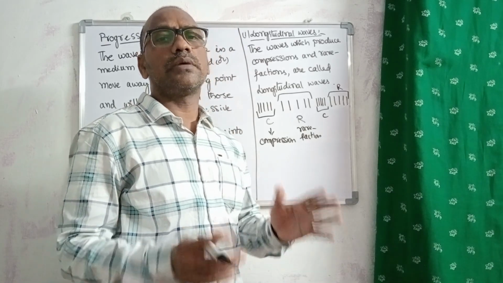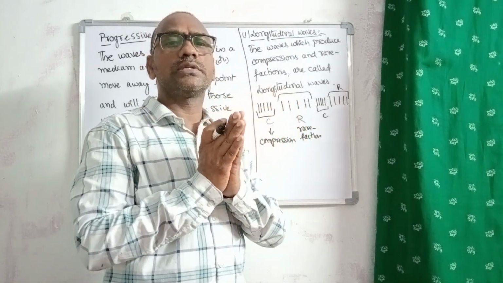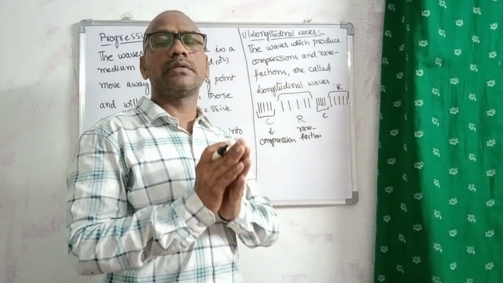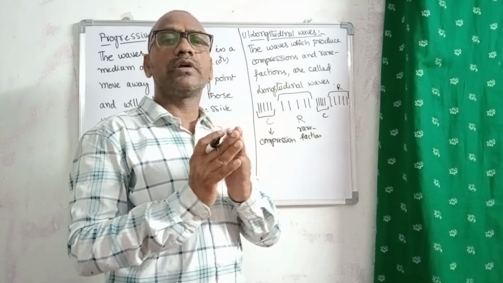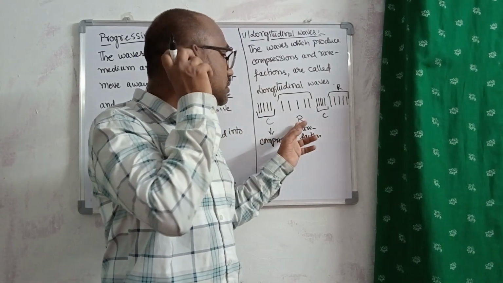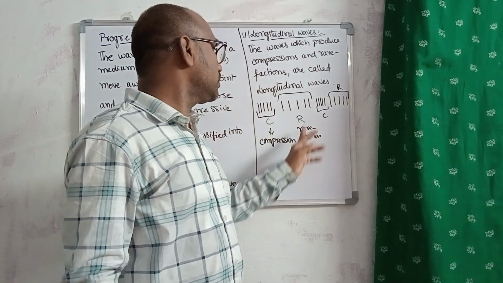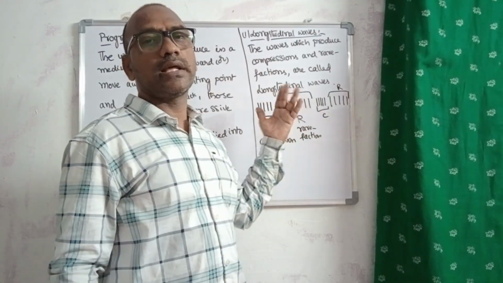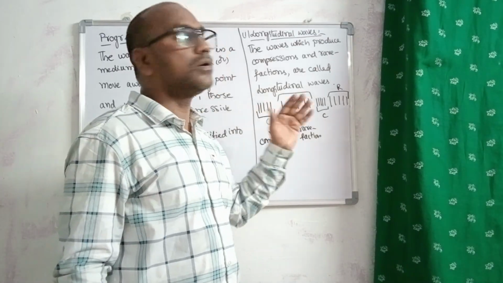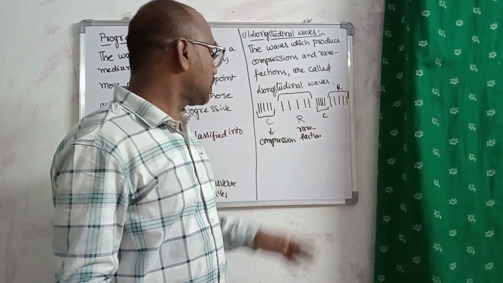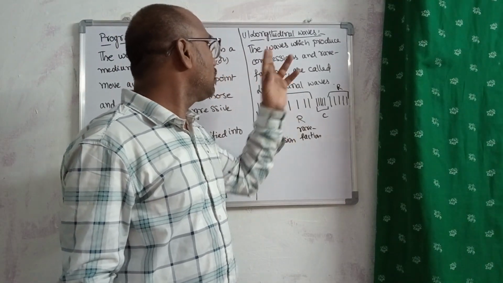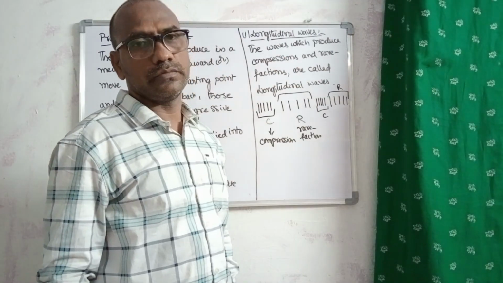That means sometimes the particles come closer to each other. That region is called compression, and next they move away from their positions. That region is called rarefaction. So compression, rarefaction, again compression, rarefaction. Like this, the particles of the medium form waves. So this wave is called a longitudinal wave.